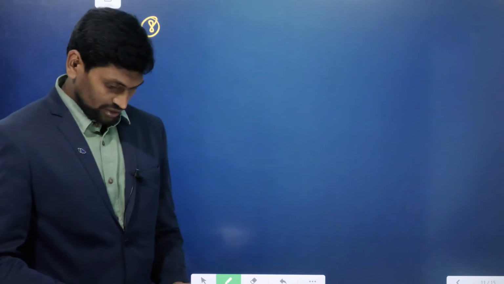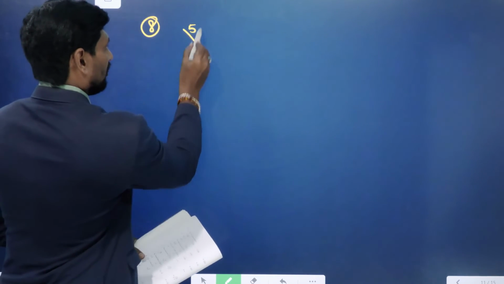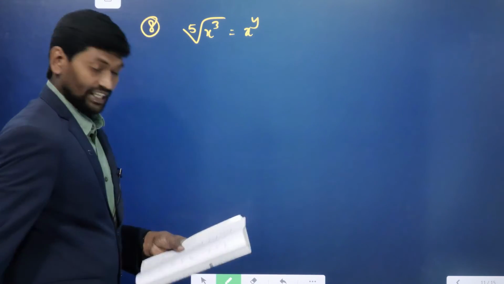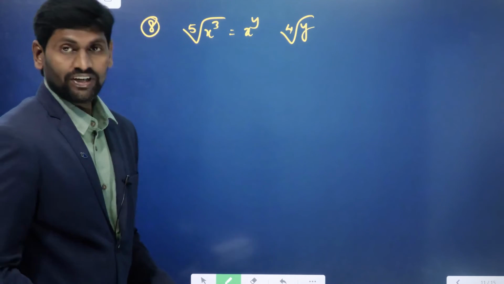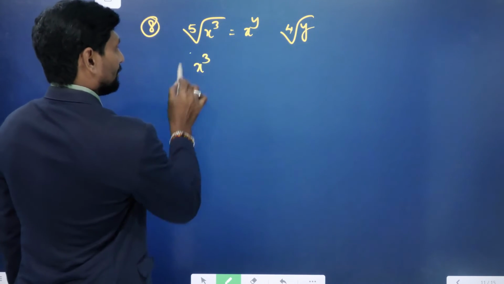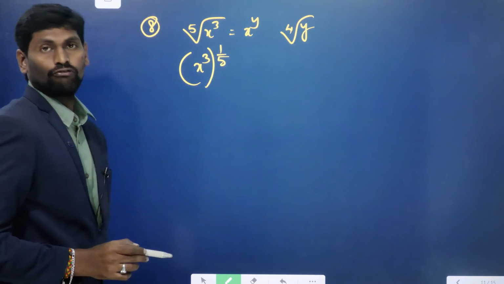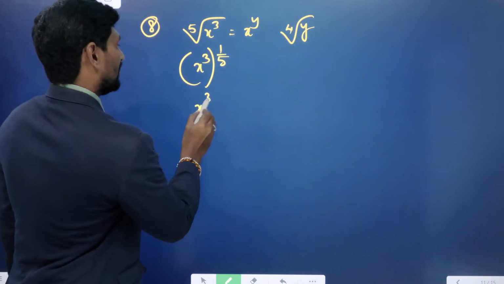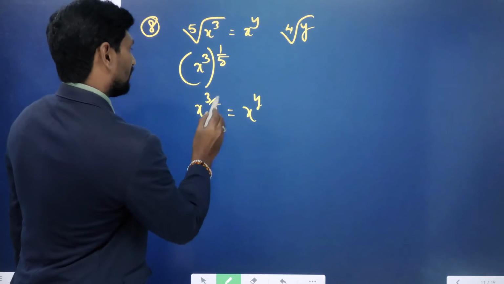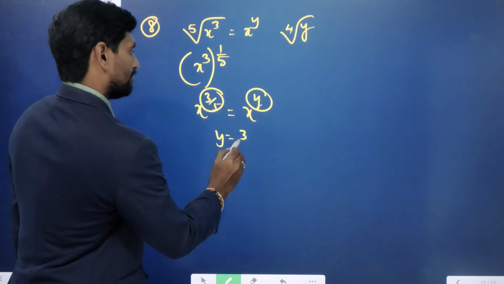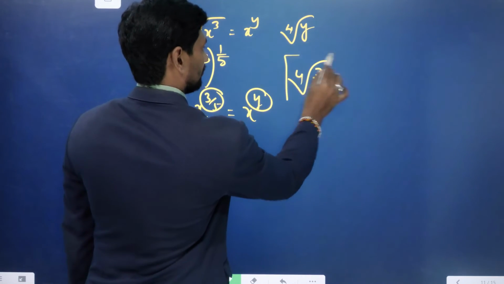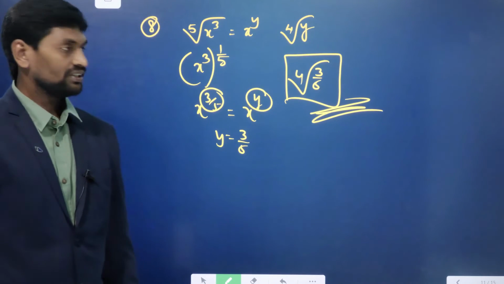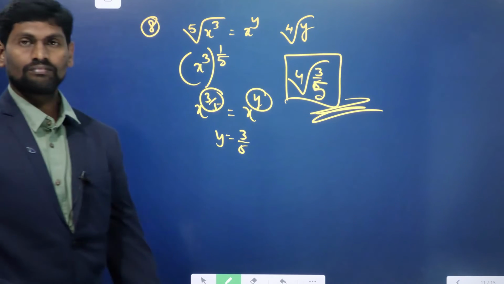Problem number 8. If the 5th root of x cube equals x power y, then we need to find the 4th root of y. First we need to find the value of y. So I am expressing this in exponential form. That means this is x power 3 by 5, that is equal to x power y. Compare that, y value is 3 by 5. So the answer is the 4th root of 3 by 5. Okay, no? It is not 6, it is 5. Done.